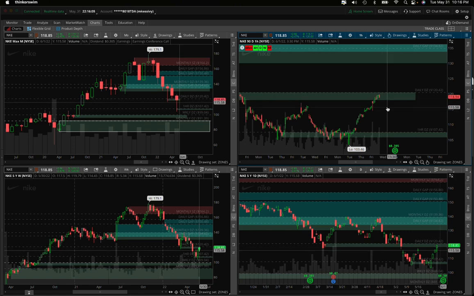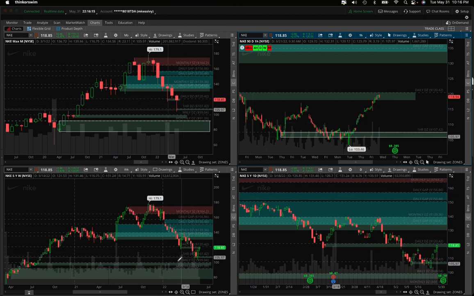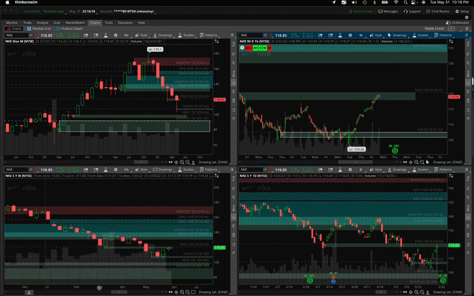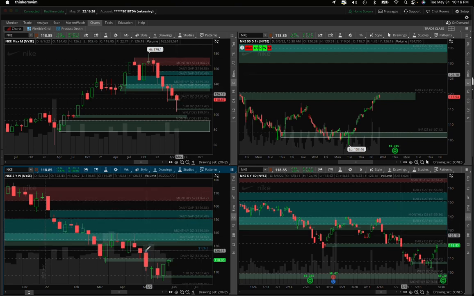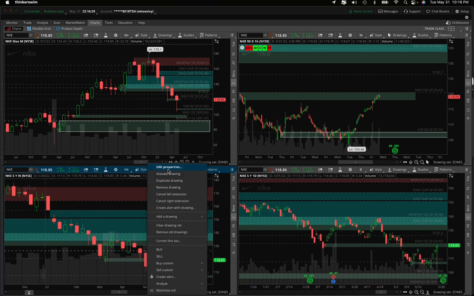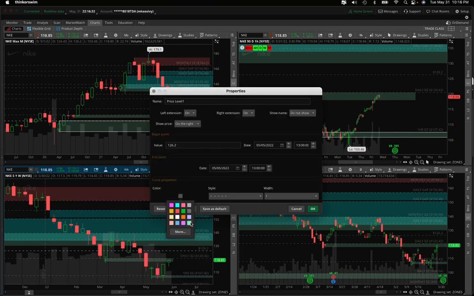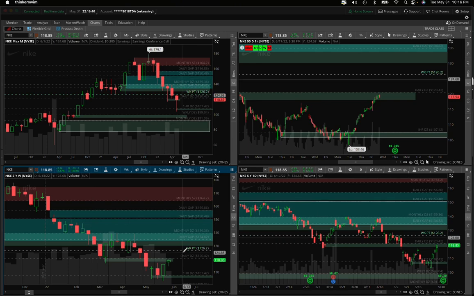So I will, let's see. If we look at the weekly chart, we want to identify some price targets, right? So here's some price targets. Here's a price target, and we'll just change the color of this line. We'll make it green, and we'll say weekly price target, because it's the top of this previous week's candle.